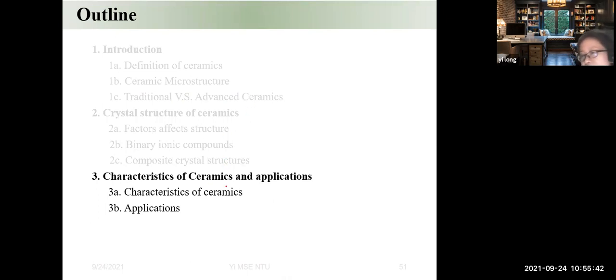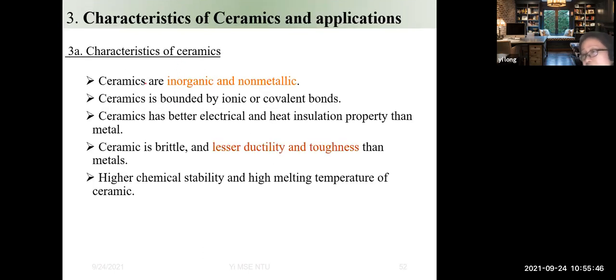The characteristic of ceramic and the applications. So we said ceramics are inorganic and non-metallic. So if it's AB case, it doesn't matter if ABO3 or ABCD, no matter what, you always need to have a non-metallic element there. So it is going to be inorganic, non-metallic. Obviously organic is polymer, metal is metallic. So it's a very unique one.